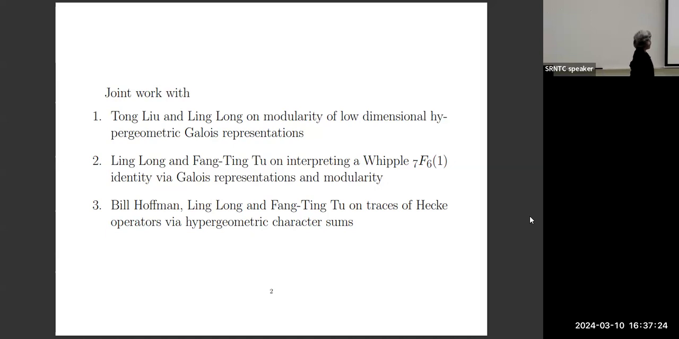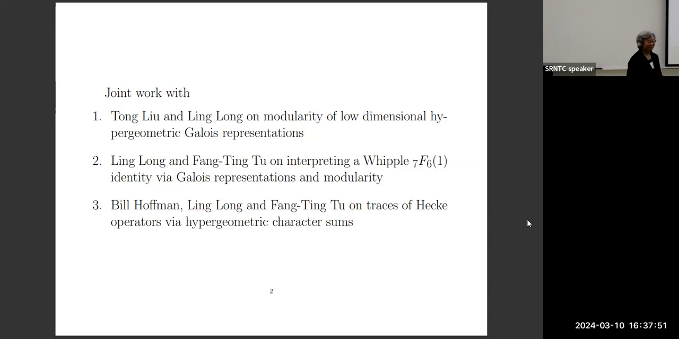The third paper is with Bill Hoffman, Lin Long, and Fantin Tu, on the traces of Hecke operators via hypergeometric character sums. As you can see, all but one of the co-authors are here. So the experts are in the audience, and I'm only responsible for all the mistakes.